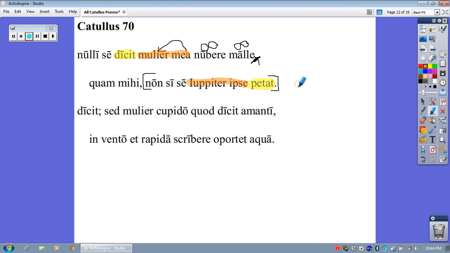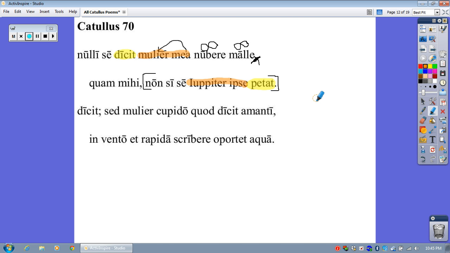Well, so far, that sounds pretty in line with what Catullus has been saying the last few poems. But here it comes. Dicit, but sed mulier cupido quod dicit amanti, in vento et rapida scribere oportet aqua.